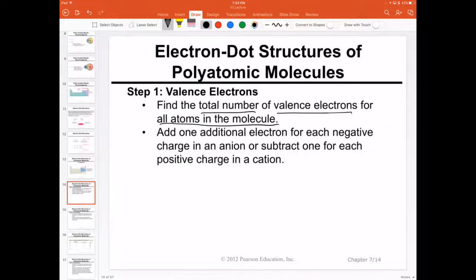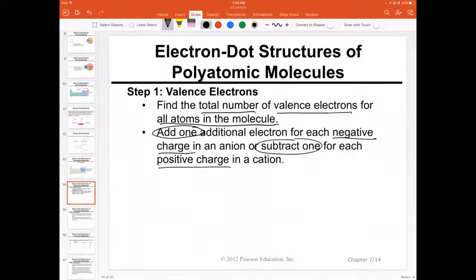And if you have a negative charge, you're going to add 1 electron. If you have a positive charge, then you're going to subtract 1 electron. And so let me just show you how easy this first step is.